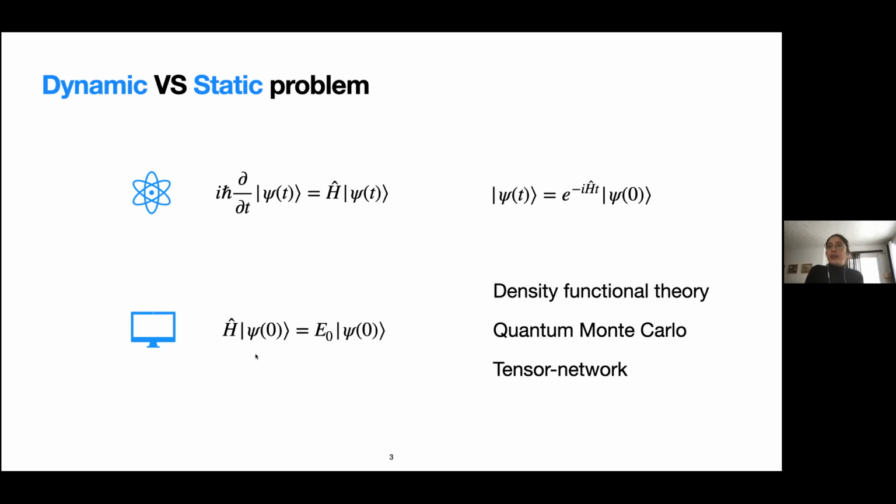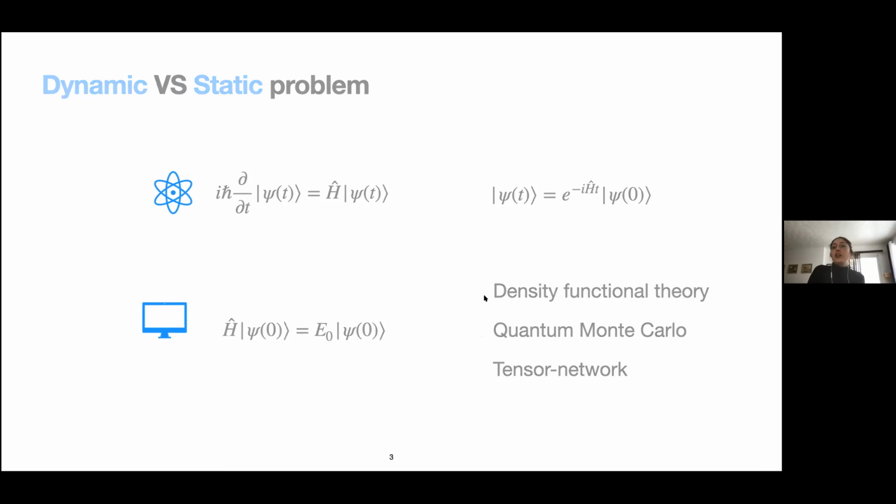Classically, we know a bunch of methods to solve this problem and approximately find a solution for the ground state. We can think about density functional theory, quantum Monte Carlo, or tensor network methods. But even if we find classically the solution to this problem, it is not clear how we will initialize the quantum computer given the solution. So we need some techniques.